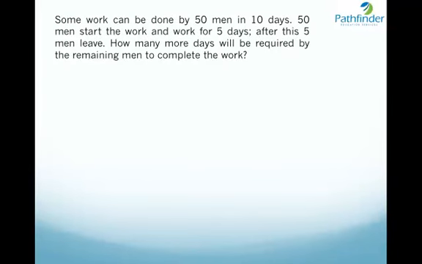Some work can be done by 50 men in 10 days. 50 men start the work and work for 5 days. After this, 5 men leave. How many more days will be required by the remaining men to complete the work? Again, output is not given to you. So what is the total work? We can measure the work in terms of its input, that is in terms of man days. And what are the man days? 50 men complete the work in 10 days, so 500 man days.